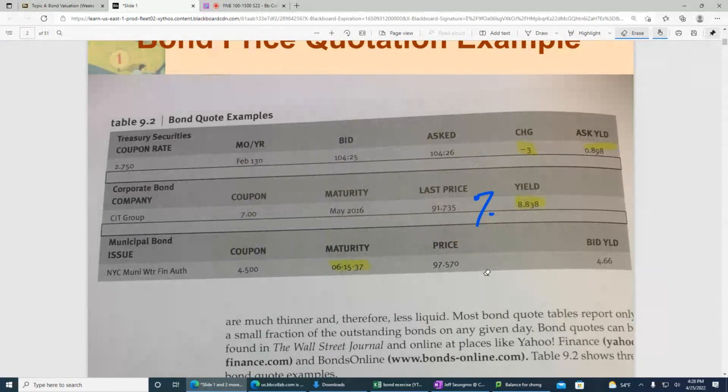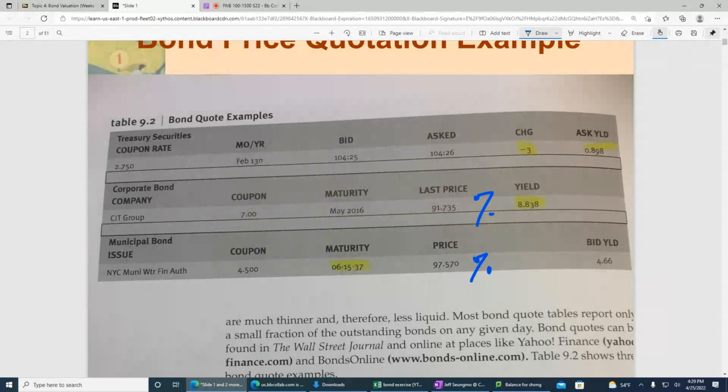This is, of course, 97.57% of the face value. And the face value of the muni bond is what? Face value of the muni bond is, anyone? What's the face value of the muni bond? 5,000, yes, 5,000. And we got another 0.5.